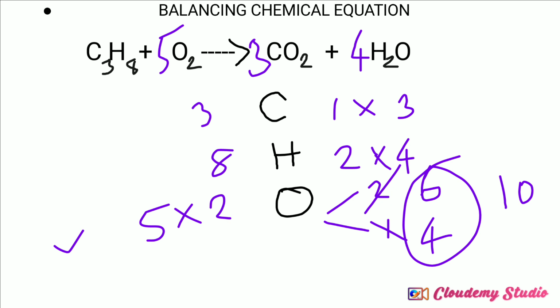So the balanced chemical equation for this reaction is 1 mole of propane plus 5 moles of oxygen gives 3 moles of carbon dioxide plus 4 moles of water.